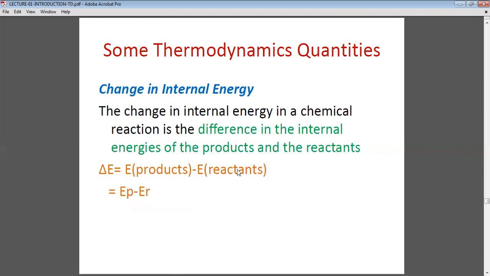So next, change in internal energy. The change in internal energy in a chemical reaction is the difference between the internal energy of the products of the system minus that of the reactants of the system. This difference between the products and reactants is denoted with delta E or delta U, and we call that change the internal energy change. If the change is zero, that means there is no stored energy within the system. So if there is any energy that is stored in the system, we say that the system has some internal energy.